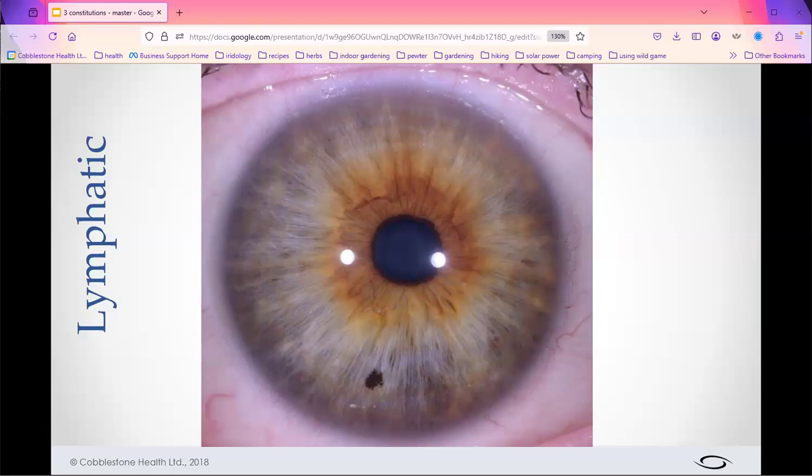Do you know anyone who you think has lymphatic irides? If you do, give me lymphatic in the chat box. Maybe it's yourself, maybe it's a friend, maybe it's a family member. Do you know anyone who's got that basic blue underlay? Lots of you do? Fantastic.